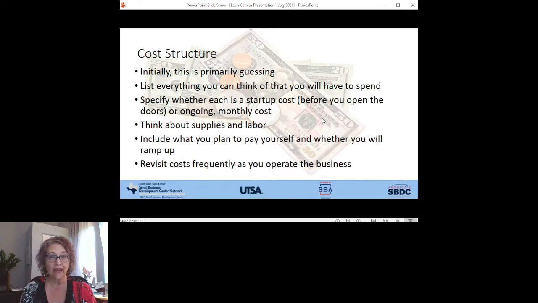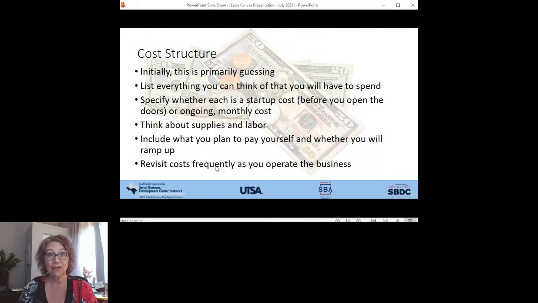List everything. And then specify, is this a startup cost before I even open the doors? Or is this an ongoing monthly cost? And make sure that you've figured out the difference between those two. And then be sure that you think about supplies and labor. Very often clients will forget that they need supplies, not just initially, but they're going to need to replenish those supplies as they go along through the business.